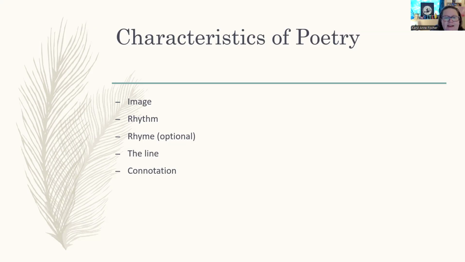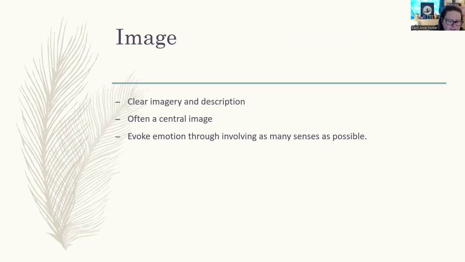Things we'll be talking about today are image, rhythm, rhyme, the line, and connotation. We'll start with image. So when we talk about image here, I mean clear imagery and description. A lot of poems will have a central image or one object that the entire poem is formed around, and it uses that image as a springboard to discuss something bigger or more meaningful. A poem about a blade of grass, for example, will be about something more than just that blade of grass, but it uses that grass as an image and almost like an anchor for all of the discussion to drop off on.